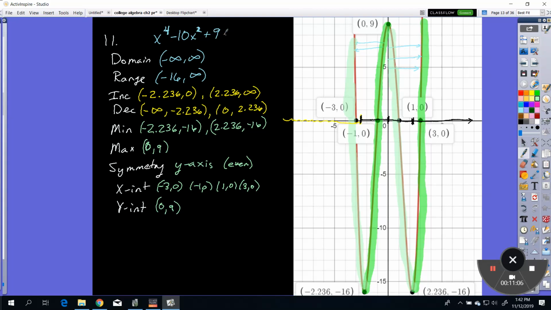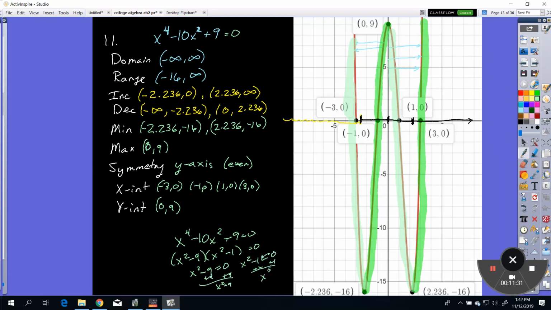Algebraically, you could find these x-intercepts if I put this equal to 0. I'd have x to the fourth minus 10x squared plus 9 equals 0. That factors to be x squared minus 9, x squared minus 1. Then you put each of those equal to 0. So then I would solve. I'd have x squared equals 9 and x squared equals 1. So x equals plus or minus 3, x equals plus or minus 1, which is what we have up in here.